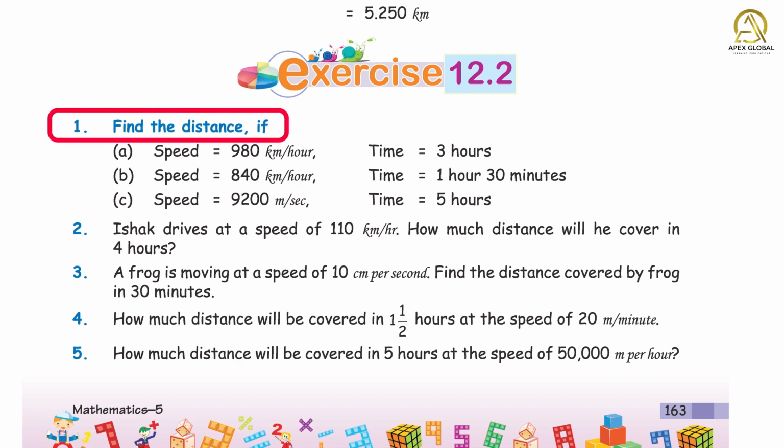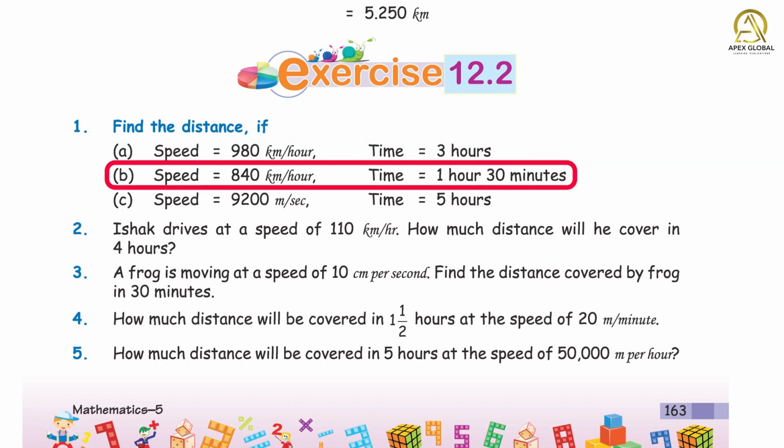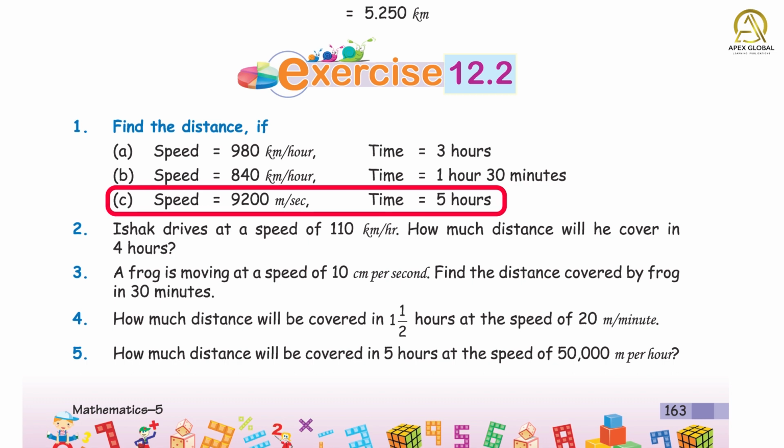Find the distance if A. Speed 980 km per hour, time 3 hours. Answer: 2940 km. B. Speed 840 km per hour, time 1 hour 30 minutes. Answer: 1260 km. C. Speed 9200 meters per second, time 5 hours.